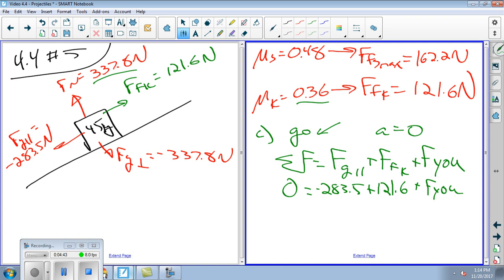Follow? All right, so if you solve this, it turns out to be 162 newtons, which is really aggravating. It's actually like 161.9 newtons, which is unfortunately, by a freakish coincidence, almost the exact same thing as your static friction max. And that's total coincidence that that happened.